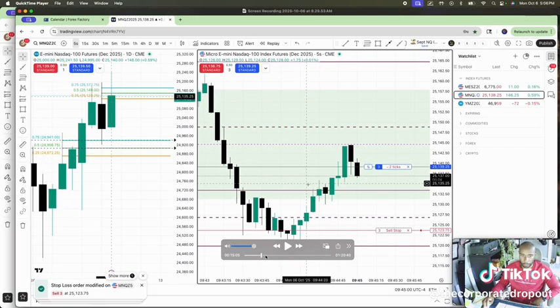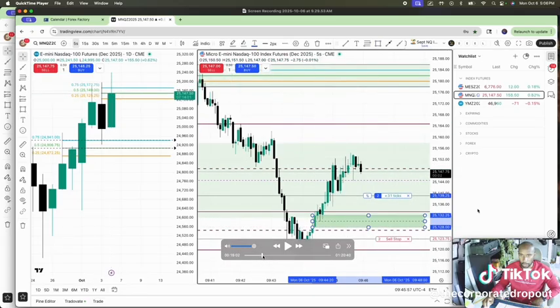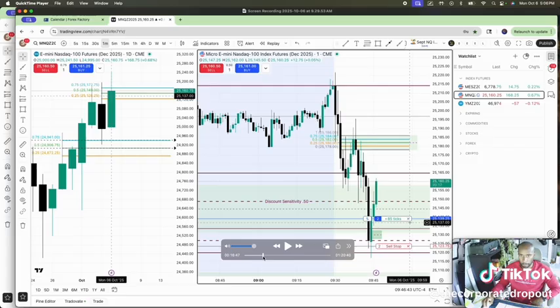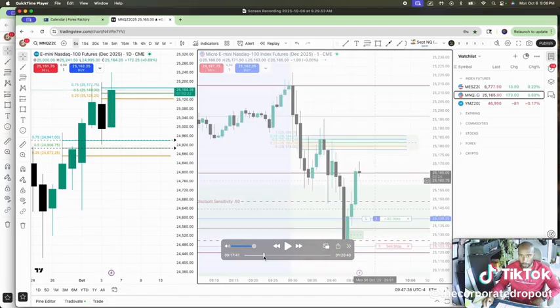So I took an entry, and you can see that price was very sensitive. That's why it's called discount and premium sensitivity. So sensitive that it immediately shot us higher. After taking that entry, price started to expand, and then it continued on higher.